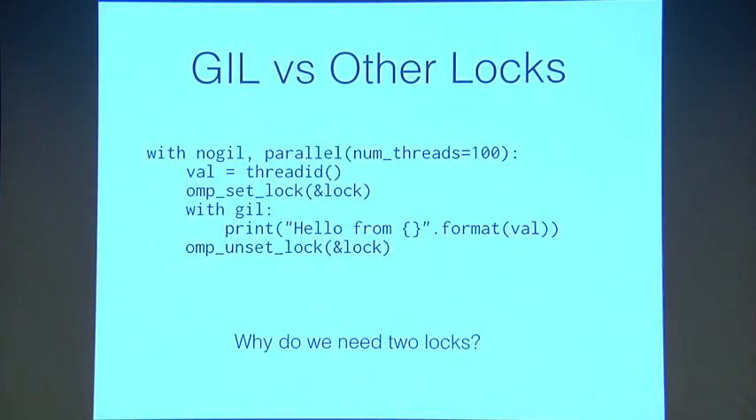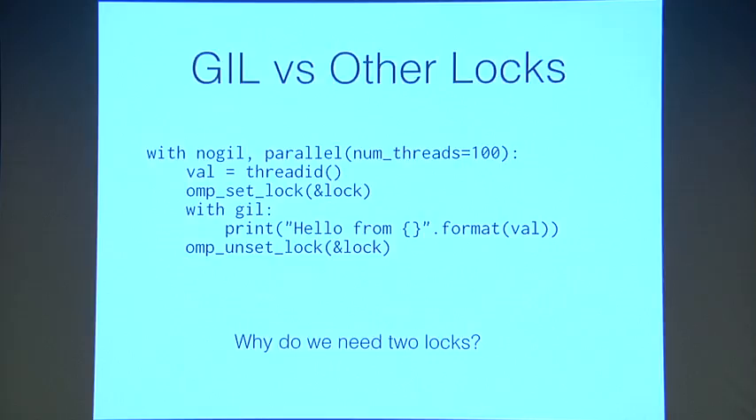There was a question that someone asked: why do we need 2 locks here, right? We grab a lock in OpenMP, and then we grab the GIL, which is another lock. Why not just grab the GIL? The GIL is not the same as other locks. Do people understand why? When I grab the GIL, do I have the GIL? Do I never give up the GIL? No, I don't always have the GIL, is the answer.